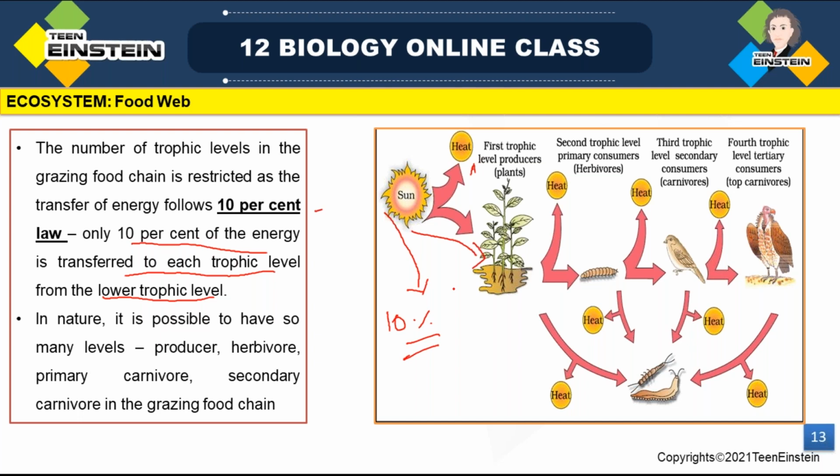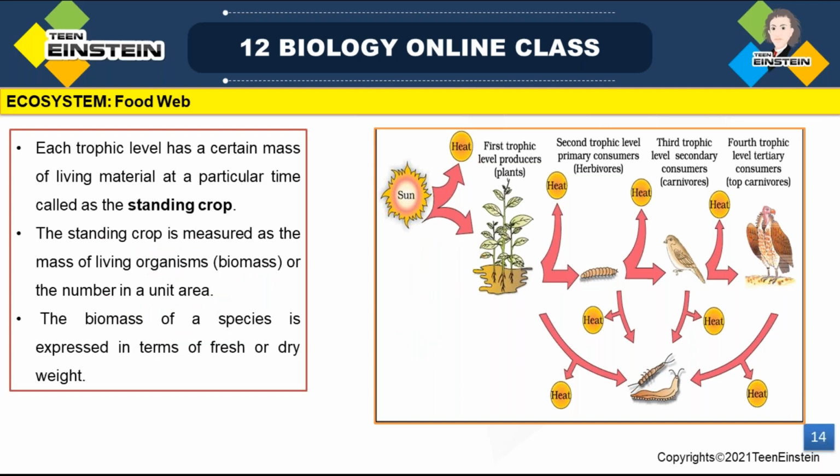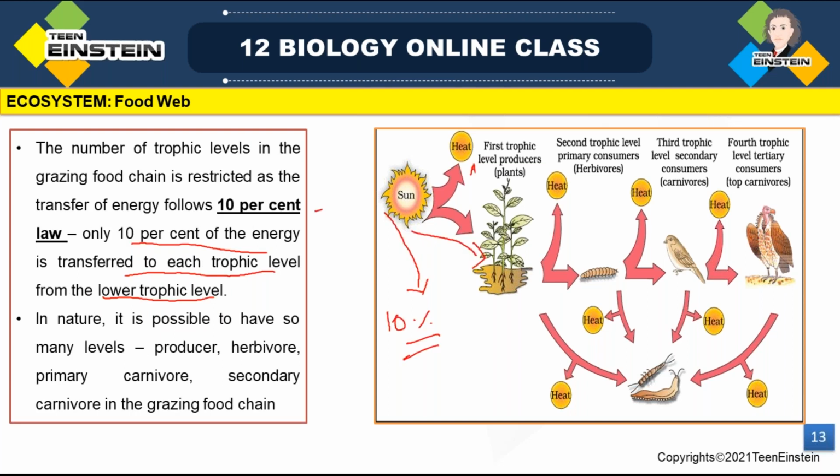The remaining energy is utilized for respiration, ingestion, then body maintenance, then heat. In all these forms, the remaining energy is utilized. So you can see the residual energy decreases within 2 to 3 trophic levels. As a result, an ecosystem can support only a limited number of trophic levels, like 3 to 5.